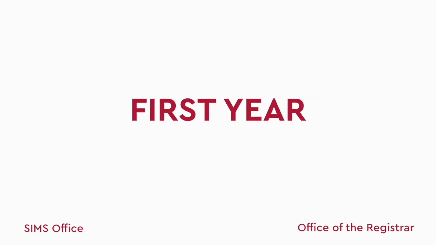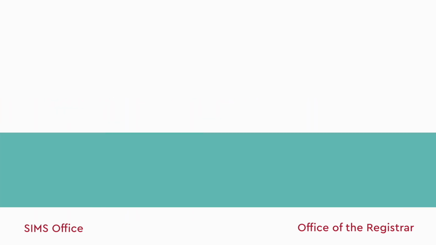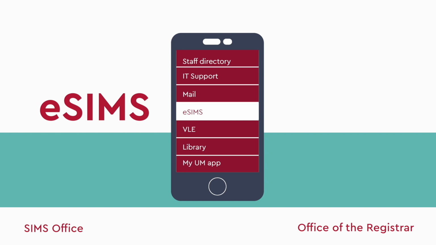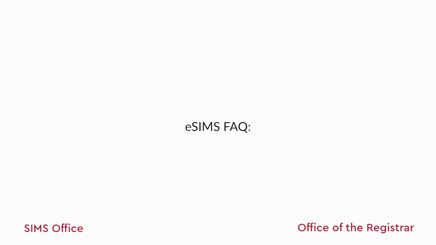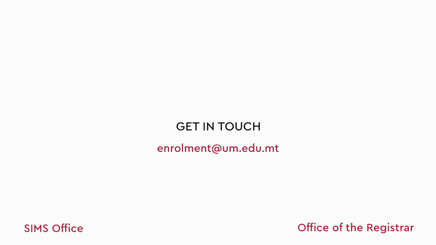Whether you are in your first year or progressing onto the next year of your course, enrollment is vital. Use the MyUM app or eSIMS to enrol yourself with the university. For any queries or support, visit the eSIMS FAQ or get in touch.